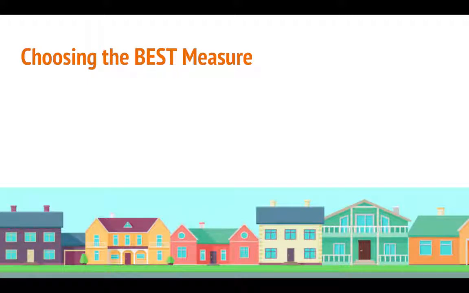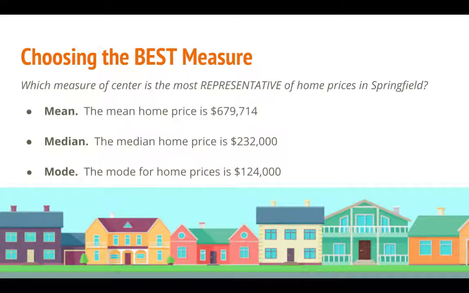How do we choose the best measure? So we want to go back to thinking of these measures of center as describing a typical data value. Here's an example. We want to know which of these measures is the most representative of home prices in Springfield. So someone has told us that the mean home price is $679,000, the median home price is $232,000, and the mode for the home prices is $124,000. So if we are moving to Springfield, shopping for a house, how much could we expect to pay? Would it be the $679, the $232, or the $124?